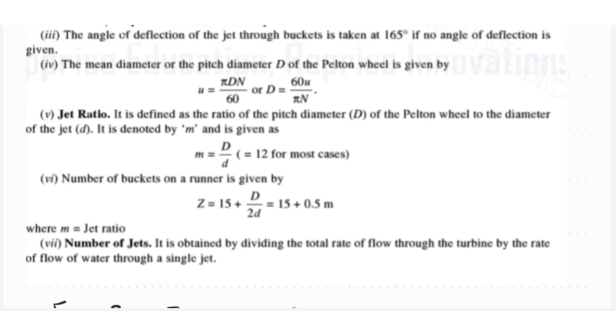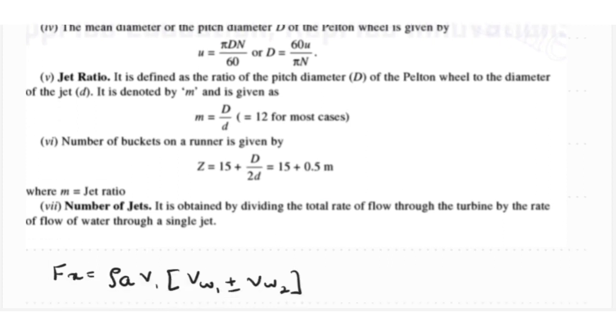Number of jets can be obtained by dividing total rate of flow through the turbine by the rate of flow through the single jet. If you know the discharge through a single jet and you know the total discharge, then number of jets can be calculated by using formula total discharge divided by discharge through single jet.